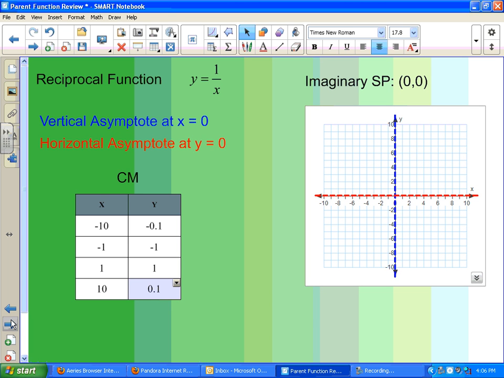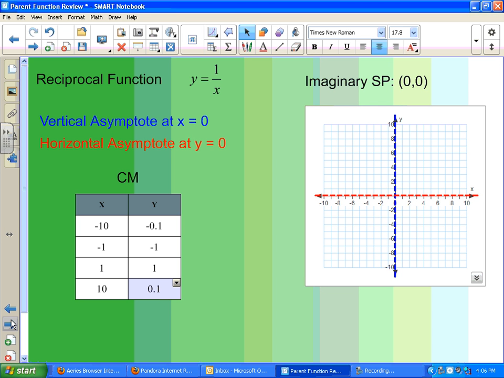Reciprocal. So now we get into the types of functions that have asymptotes. And let's talk real quick about asymptotes. Asymptotes are those lines that our graph is going to approach. Some functions, as in this one, have both vertical and horizontal asymptotes. How do we determine them?